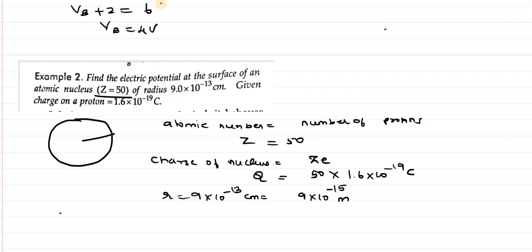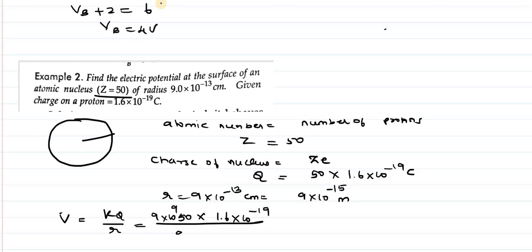Then it's very simple, right? On the surface, just now we calculated, the potential at any point due to the surface of the spherical shell is nothing but KQ by R. Correct? So it is nothing but 50 into K, which is 9 into 10 to the power 9, 50 into 1.6 into 10 to the power minus 19 divided by 9 into 10 to the power minus 15. 9 cancels. 50 into 1.6 will be equal to 80.